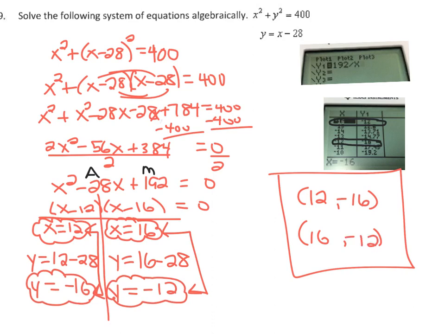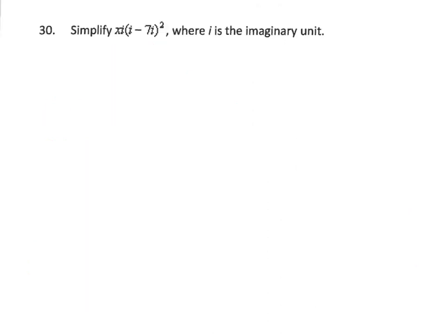And these are really easy to check because you can always just take this x value and this y value and substitute it into both equations to make sure they check, and then do the same exact thing with your other coordinate.